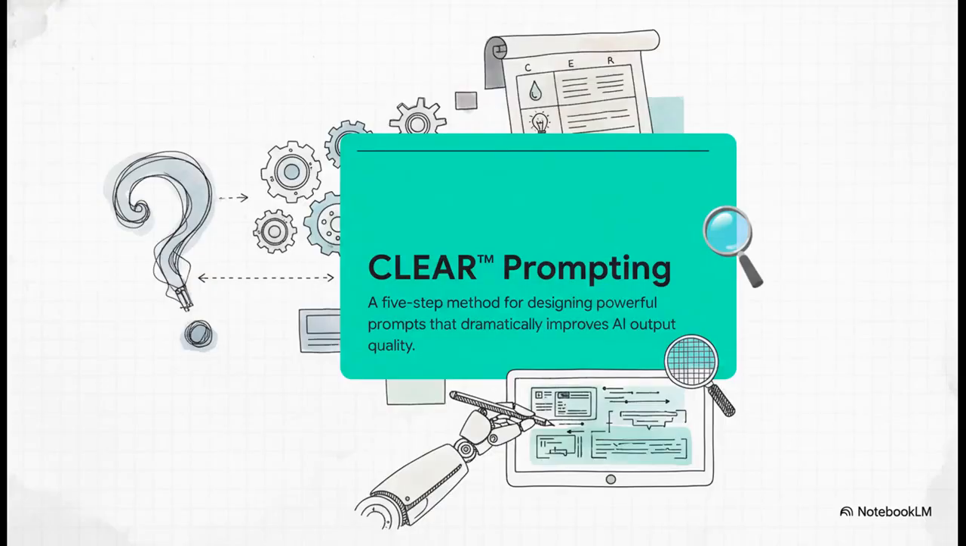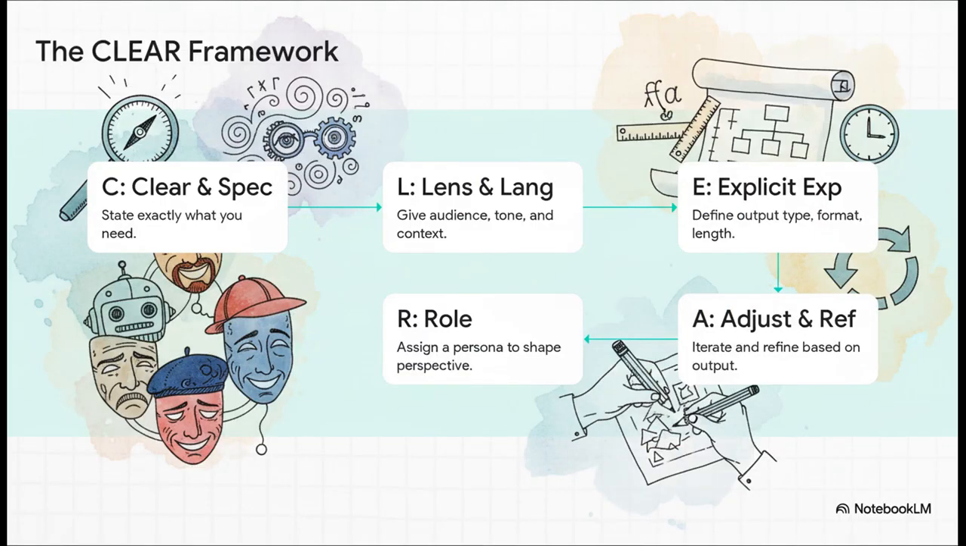Okay, so that's where this solution comes in, the CLEAR framework. It's a simple 5-step recipe designed to turn your fuzzy questions into really structured instructions that guide the AI to give you exactly what you need. It's an acronym, CLEAR. It all starts with being clear and specific. Then you define the lens and language. After that, you set explicit expectations. You plan to adjust and refine. And finally, you assign the AI a role. So let's break down what each of these really looks like in practice.